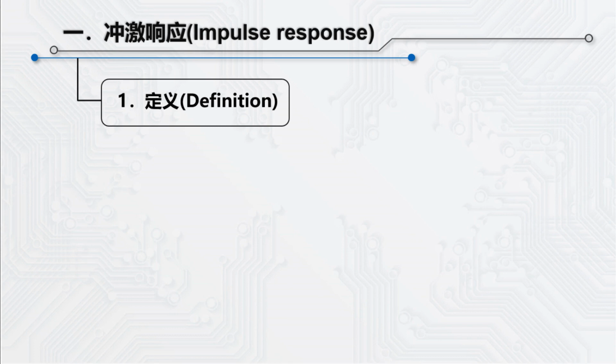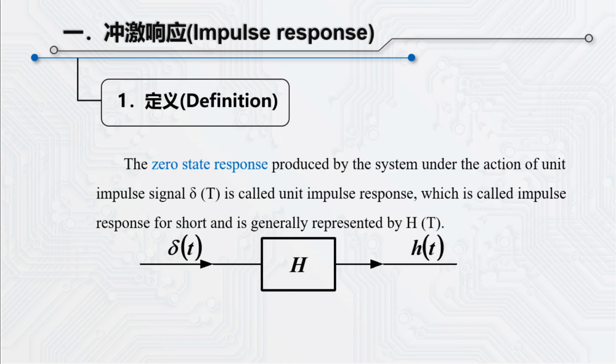Let's take a look at the impulse response. It's defined like this. A system under the action of the unit impulse signal delta t produces a zero-state response. We call it the impulse response. Note that it is a zero-state response, that is to say, the initial state of the system is zero. The impulse response is generally expressed as h(t).